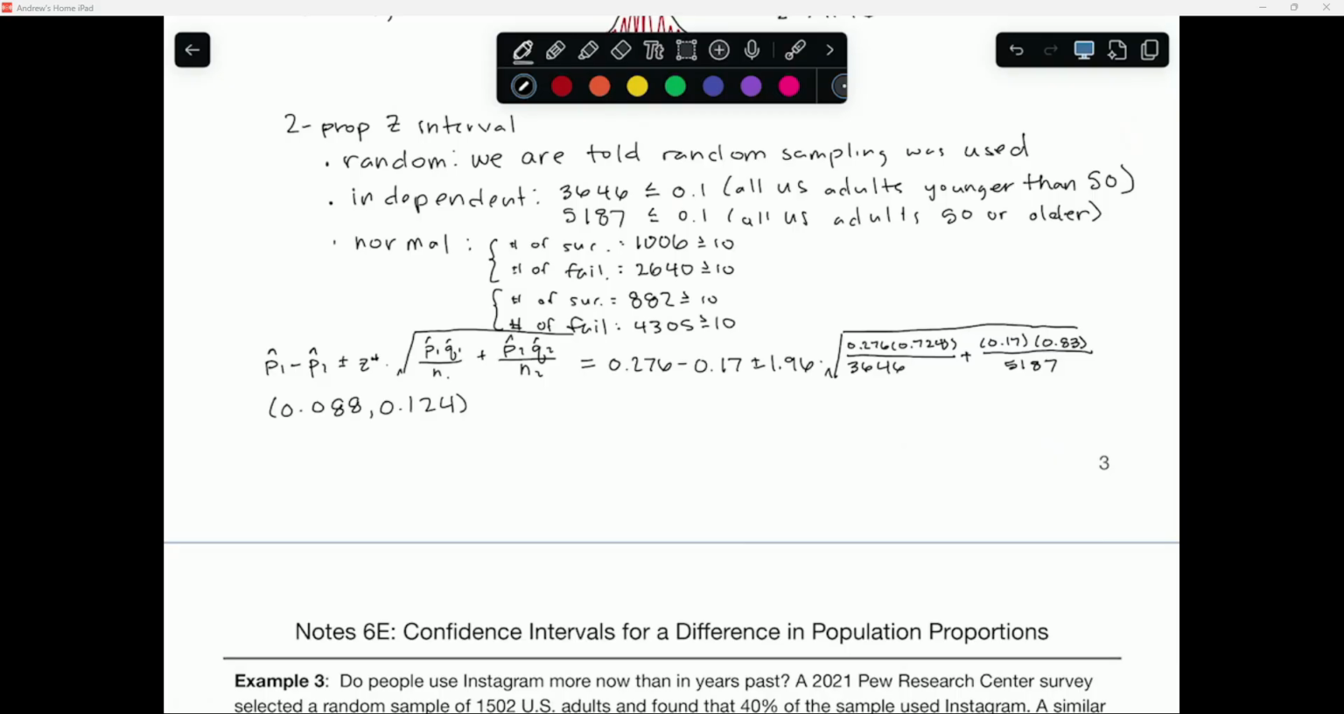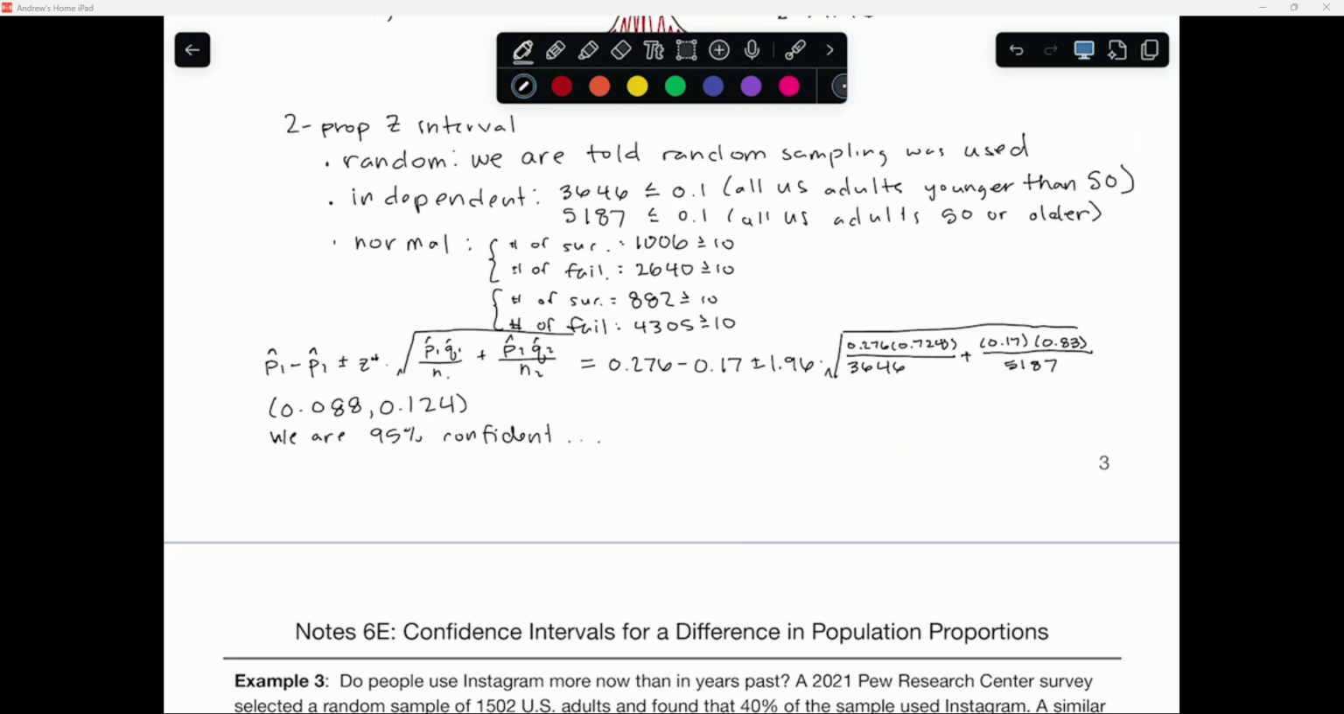So at this stage, we would write our conclusion. We are 95% confident, and I'm not going to finish that sentence frame because you're tired of hearing me write it, that the interval from 0.088 to 0.124 captures the true difference in proportions of people who believe that climate change will require them to make sacrifices between those younger than 50 and those 50 and older.